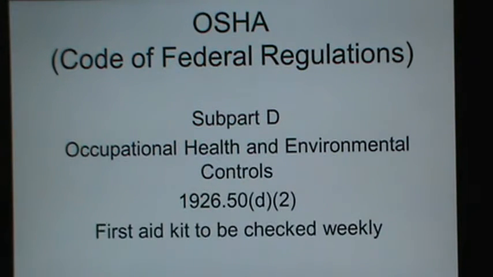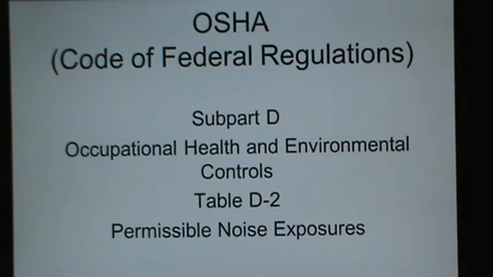Let's find table D-2. We're still in subpart D, so you shouldn't have to go far to find this. Table 50 D-2. It says permissible noise exposures. It tells us on the left-hand side there is a duration, so that's the number of hours. On the right-hand column, that's the decibel level. So at that decibel level, somebody can be exposed to the corresponding number of hours before they need hearing protection.